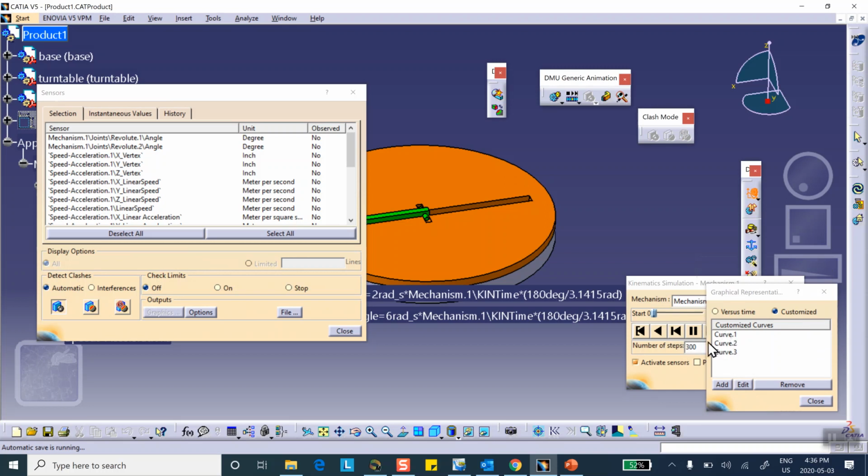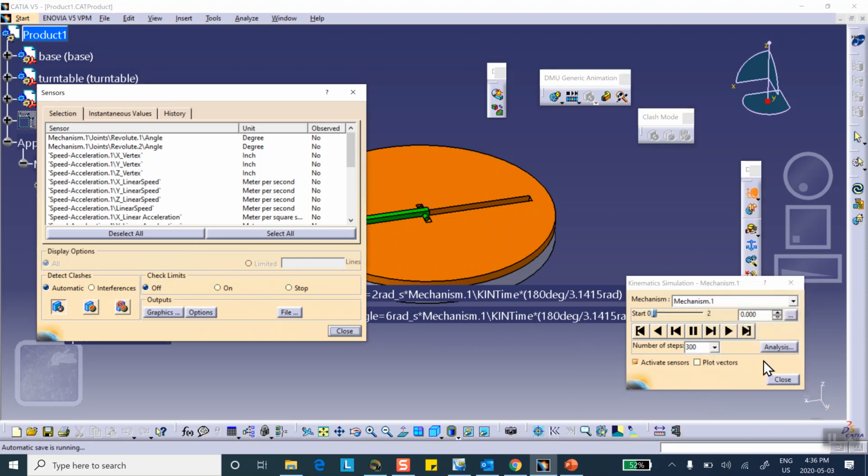By the way, the unit of angle is going to be, of course, degrees, right? Because I didn't change it, my angles are in degrees. That's okay, there's no problem. And I say, okay, close it, and I'll play it, just like before.